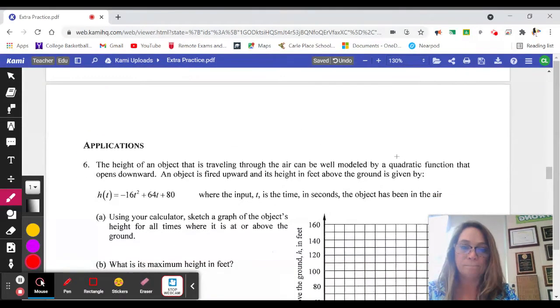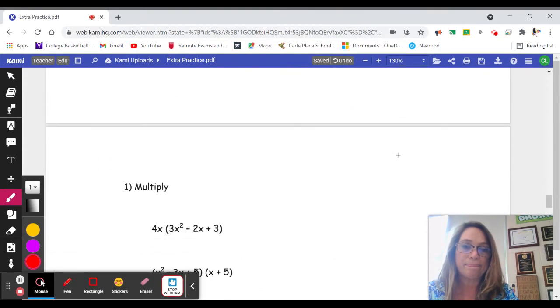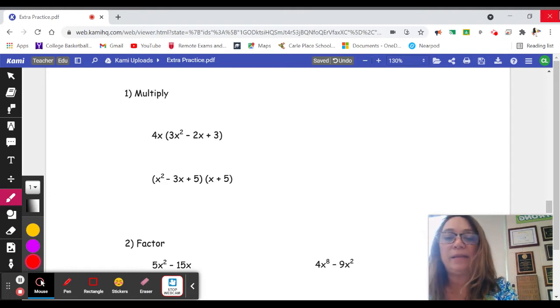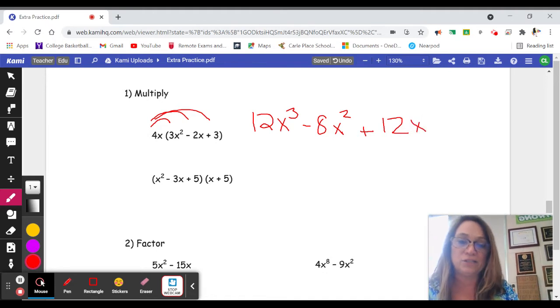All right. I'm actually going to skip this question because it is repeated. So I'm going to go right here. Okay. All right. So multiply. That would give me 12x to the third, subtract 8x squared plus 12x. That's the distributive property.